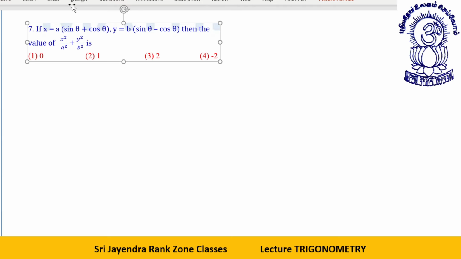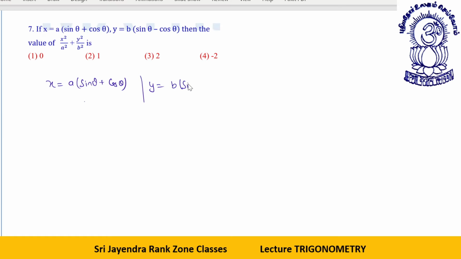Now we have x is equal to a into sine theta plus cos theta, y is equal to b into sine theta minus cos theta. You need x square by a square plus y square by b square. x by a will be what? Sin theta plus cos theta, y by b will be sin theta minus cos theta.